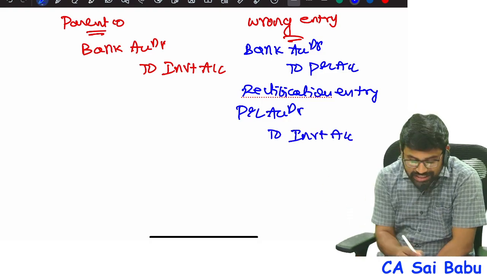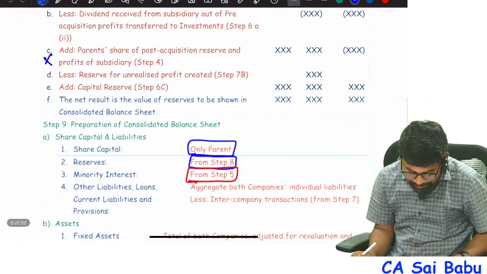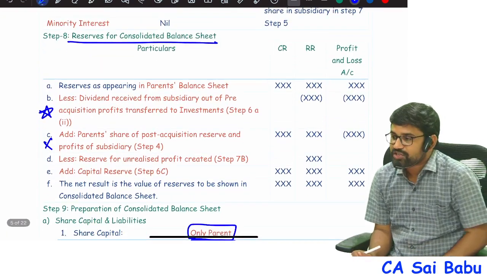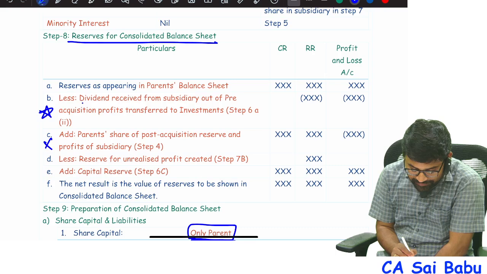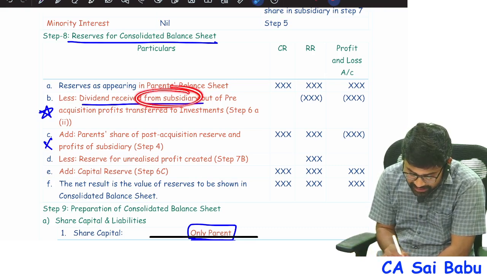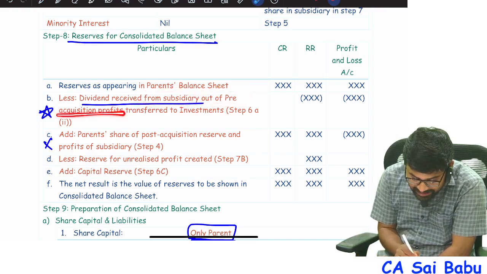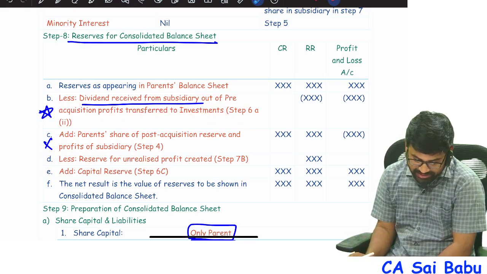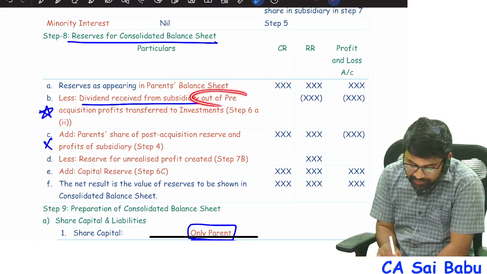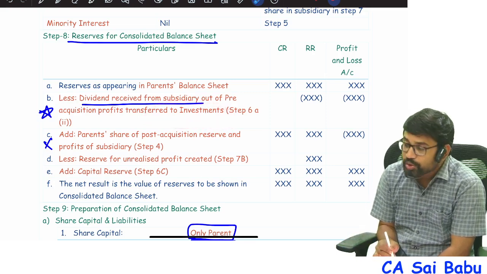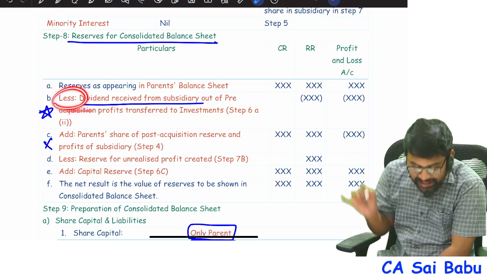So, that's why you see step number 8. Step number 8, you see this one. Step number 8, reserves for consolidated balance sheet, you see. Dividend received from, see this, dividend received from which company? Subsidiary. Out of which profits? Pre-acquisition profits, but they transferred to investments. So from pre-acquisition profits, if dividend is received, it should be adjusted to investment account. But they have credited to P&L. That's why we deducted now. Deducted.